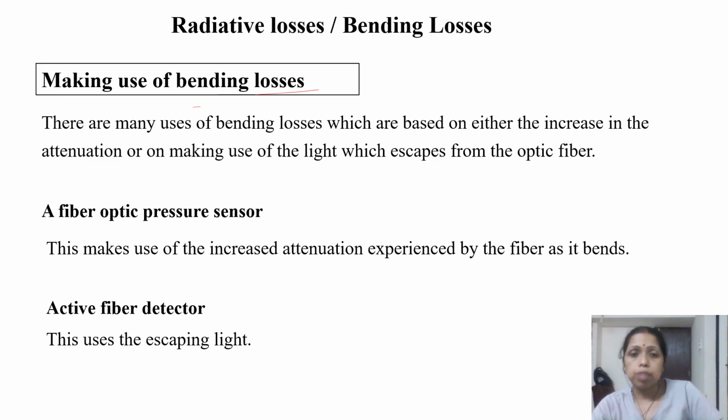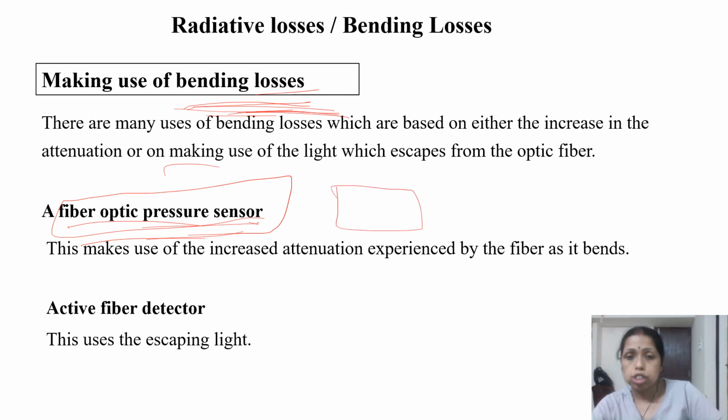The bending loss is also sometimes used for generating optical power, or for applications like pressure sensors. If suppose temperature sensor, pressure sensor, for those kinds of applications, the fiber optic can be used. If the pressure is not there, how much power is received? If pressure is there, how much power is received? How much pressure is applied on the fiber? So for the pressure sensor, this bending loss can be used.